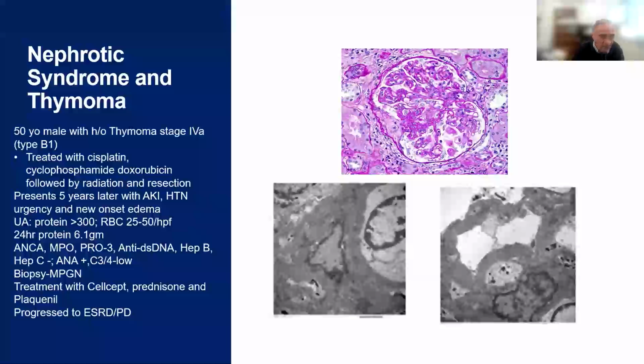The proteinuria was more than 300 in the UA. There were also some RBCs. The 24-hour urine showed that the patient had around 6 grams of proteinuria. All the serologies were negative except the complement that was low. And the biopsy showed MPGN. The patient was started on CellCept, prednisone, and Plaquenil. However, the patient didn't have a very good response and progressed to ESRD and ended up on peritoneal dialysis. On the right, we can see the histology of this particular patient, the EM that was consistent with MPGN.